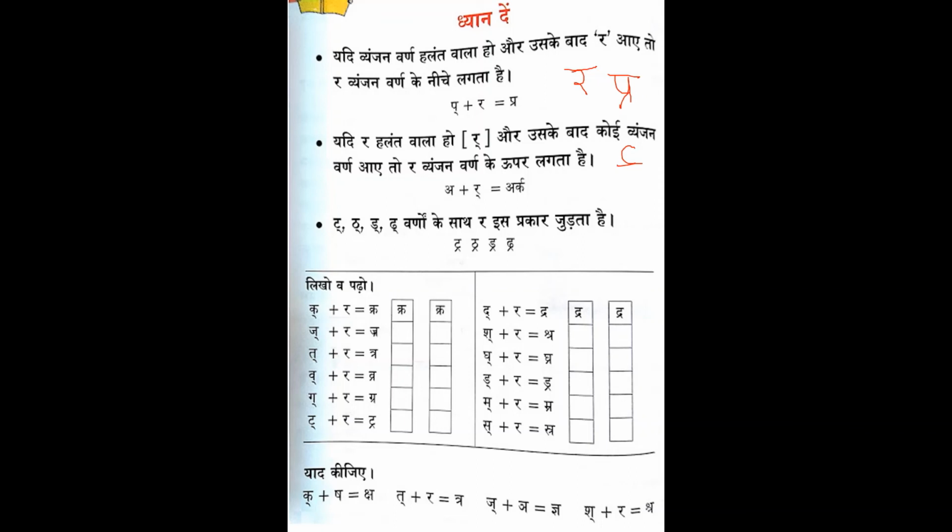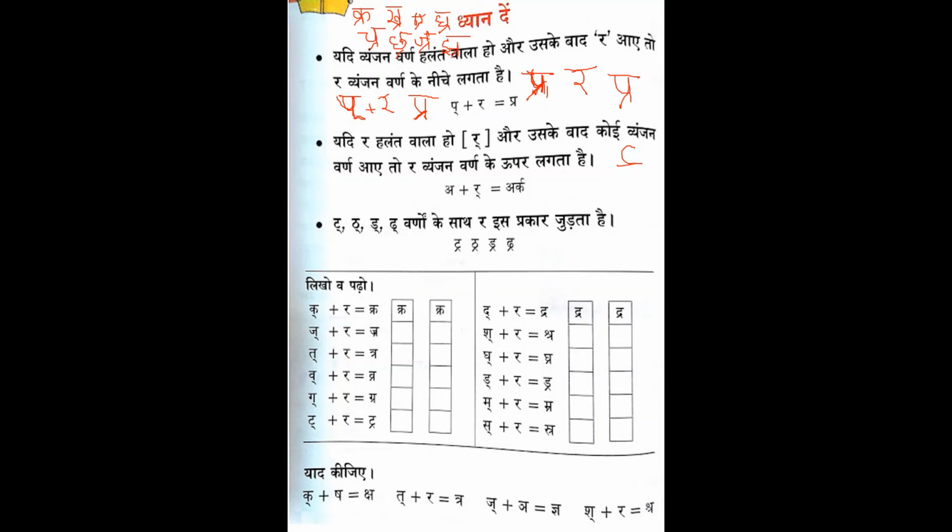P plus ra. First, what sound is coming? Pa sound is coming, and then only the ra sound. So in that case you have to write ra over here. If you see it like this, it means you first pronounce the vyanjan sound, then only the ra sound. Pra. You can practice like this: kra, gra, chra, jra. First the vyanjan sound, then only your ra sound.